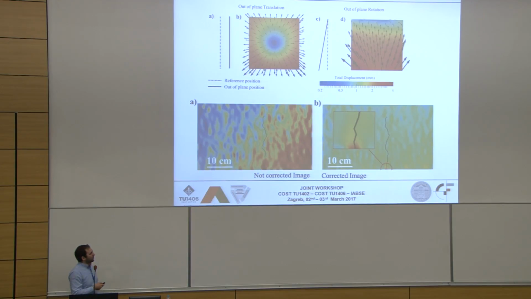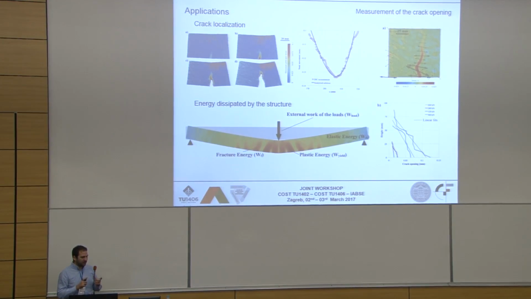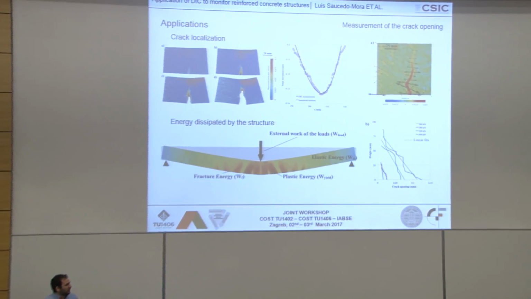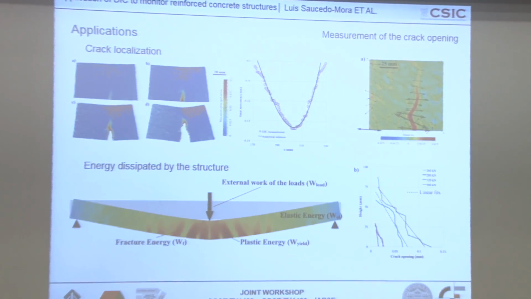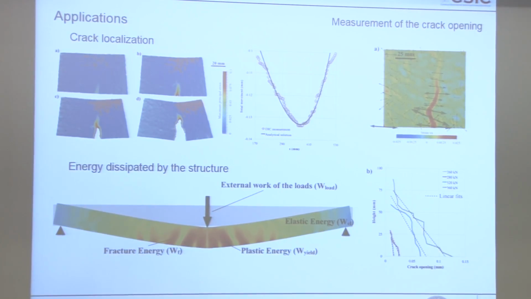Another good advantage of this technique is that once you are measuring a certain region, the crack or the damage can appear anywhere, and you are going to capture it. It doesn't matter where it appears. Once it's corrected, we are developing some measurements. For example, it's very useful for crack detection. This is a real beam with the displacement magnified.